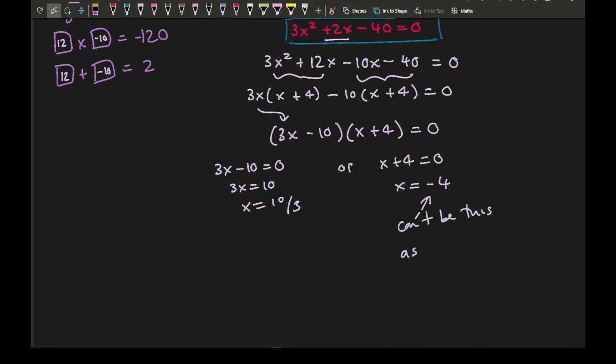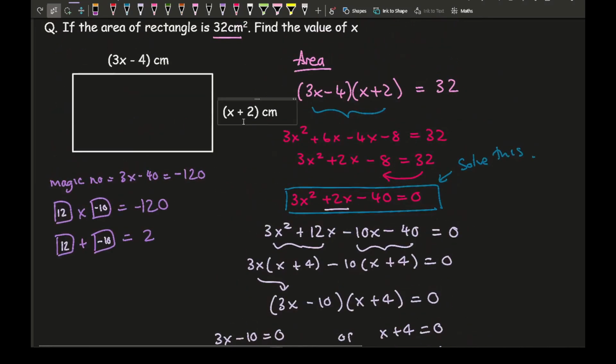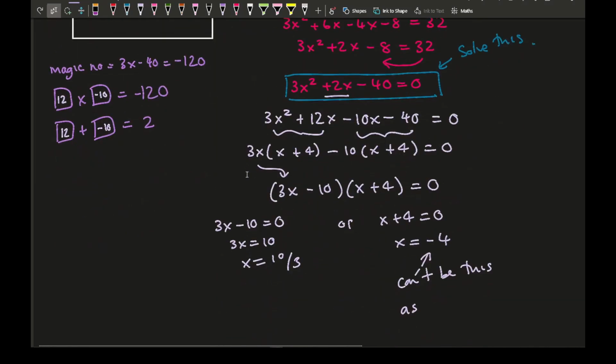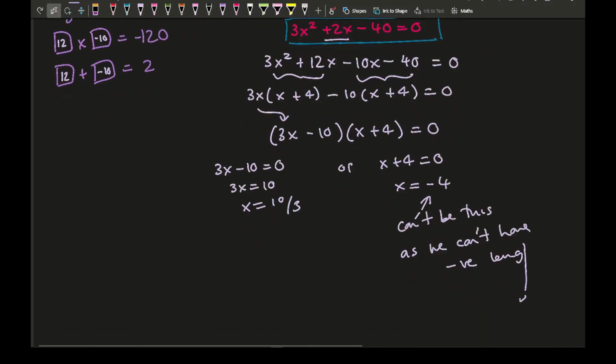as if I go back to the original diagram, I'm going to end up with negative length. So here can't be this, as we can't have negative length. So the only possible value of x we can have, let me just get rid of that little mistake, is going to be x equals 10 over 3.